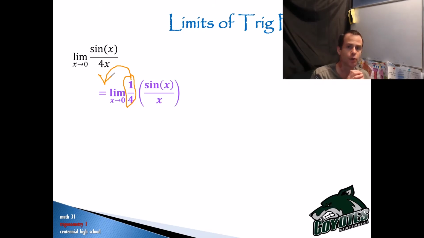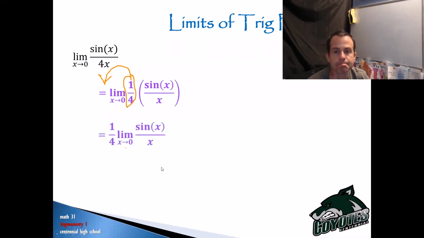Okay, so let's put that to the front, and then I can say the limit of sine x over x is 1. So I end up with 1/4 times 1, which will just be 1/4.